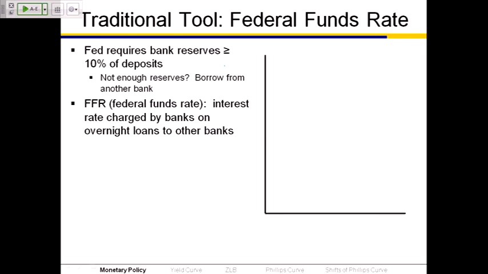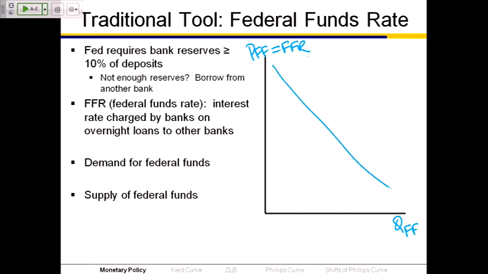So we can think about the market for federal funds in the same way that we think about any other market that we've talked about. We're going to put the price of federal funds up here on the vertical axis, and the quantity of federal funds down here on the horizontal axis. Excuse me, let me get rid of that frog. The price of federal funds is just the federal funds rate, so we're going to use FFR for federal funds rate. That's the price of loans. Then there's some downward sloping demand for federal funds.